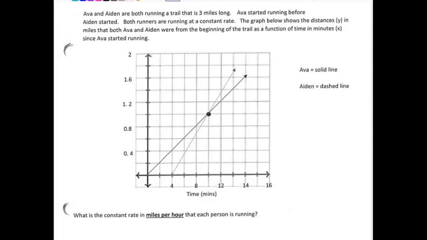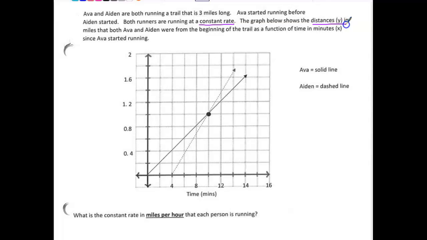Alright, this is your graphing linear systems warm-up before your test. Let's go over this together. You had some time to work on it. This says that Ava and Aiden are both running a trail that is 3 miles long. Ava started running before Aiden started. Both runners are running at a constant rate. The graph below shows the distances y in miles.